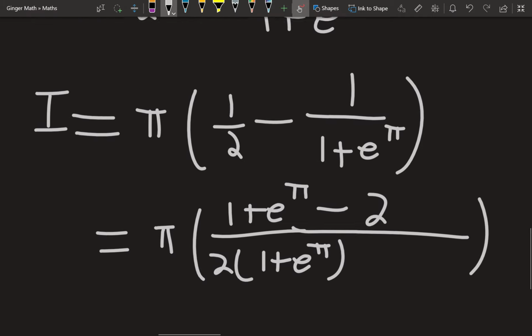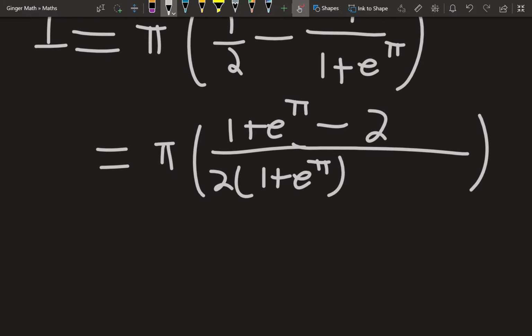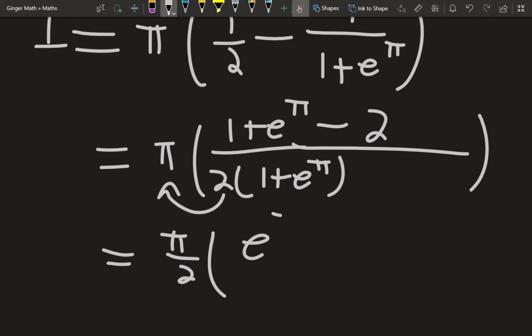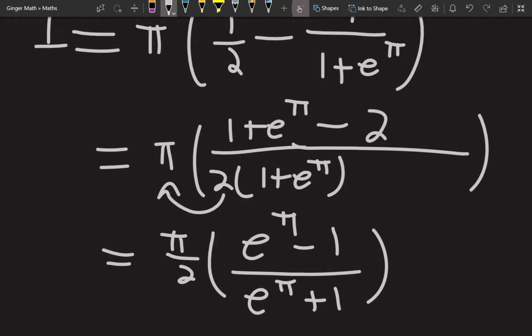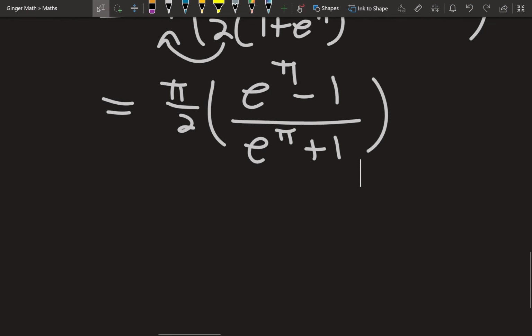Yes, that's right. Okay. Sorry, just wanted to make sure. And based on this, first thing I'm going to do is actually just factor out the 2 from the bottom, just bring that out. So pi over 2 times, well, 1 minus 2, that's just minus 1, so e to the pi minus 1 over e to the pi plus 1. That looks really ugly, I am going to be honest.